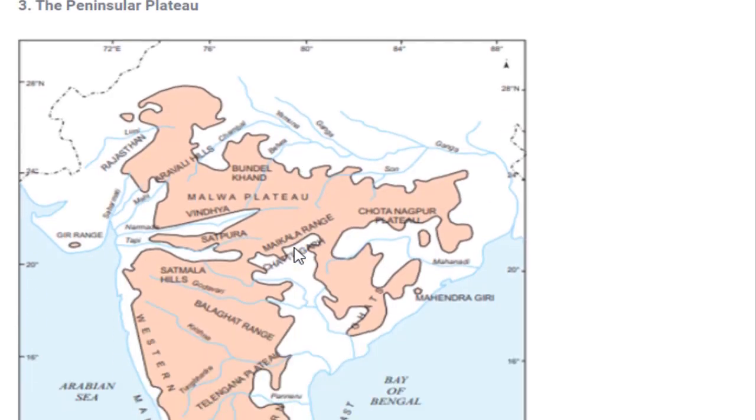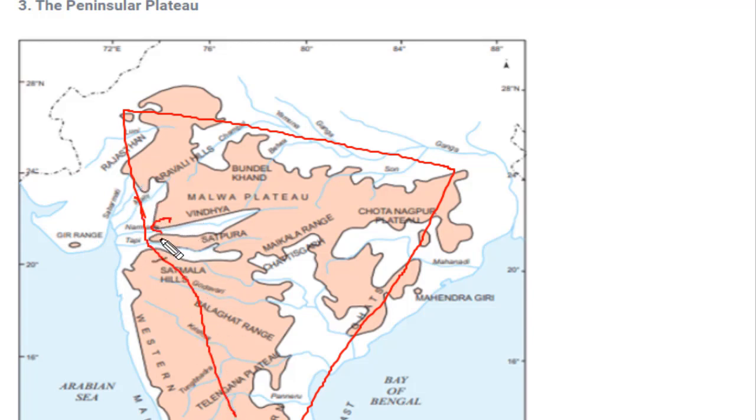So this peninsular plateau, what is this peninsular plateau? If you see on the map over here, what's the shape of this plateau? If you draw a shape of this plateau, it would be triangular in shape. So that's why it is called the triangular shaped land part of India. And this plateau is part of the Gondwana land.